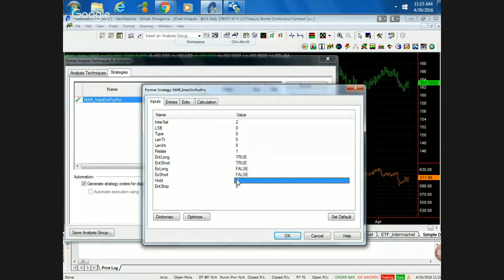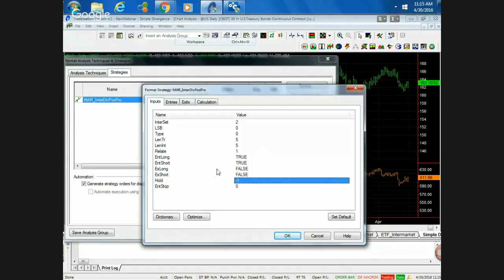Exactly. So if you activated that, I guess you would put a five in there, for example, and that would be exit 5 days after the divergence. Exactly. And like you said, what you're testing is the behavior after the event. And you can test a range of dates, maybe 1 through 10.